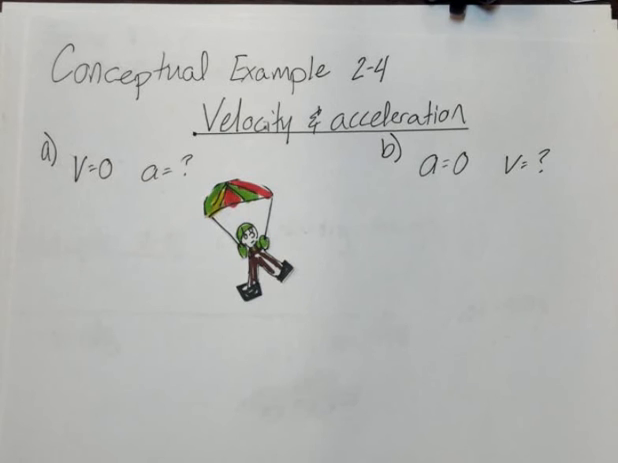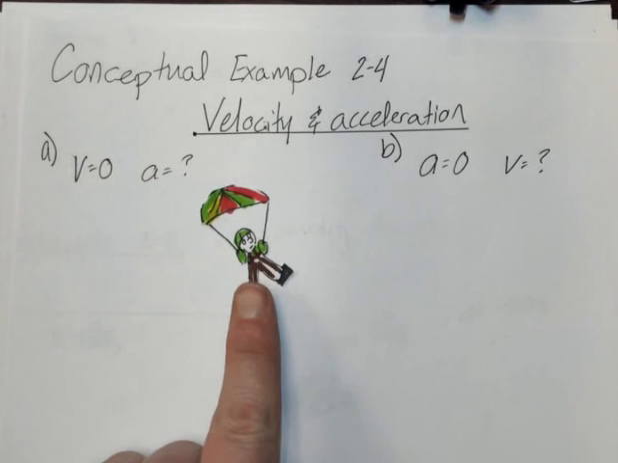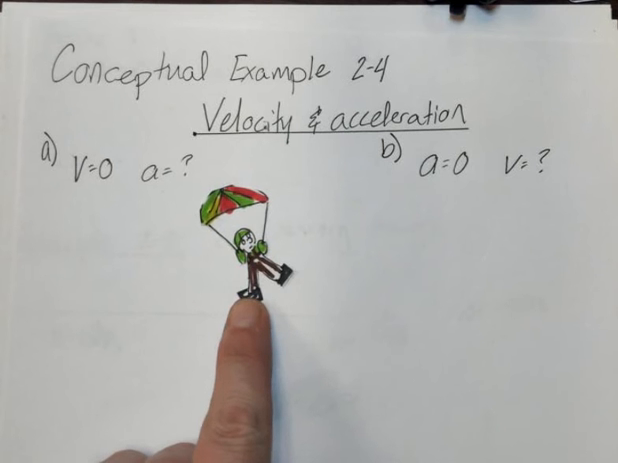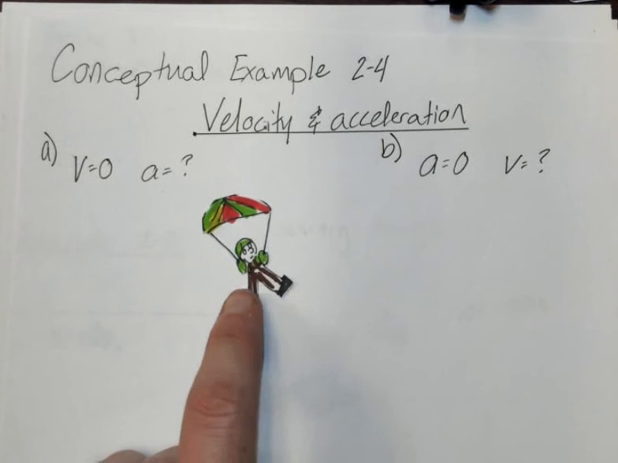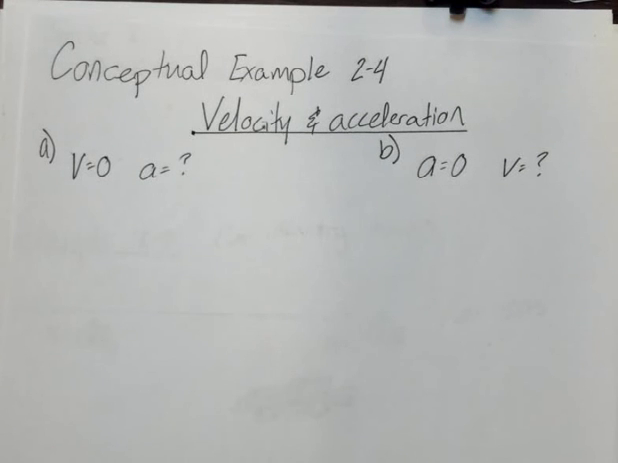So jumping out of a plane is an example where your velocity at the very beginning is 0, but your acceleration sure isn't, because if your acceleration was 0, you would never fall down. You would stay there, stuck in the air forever. Another example.